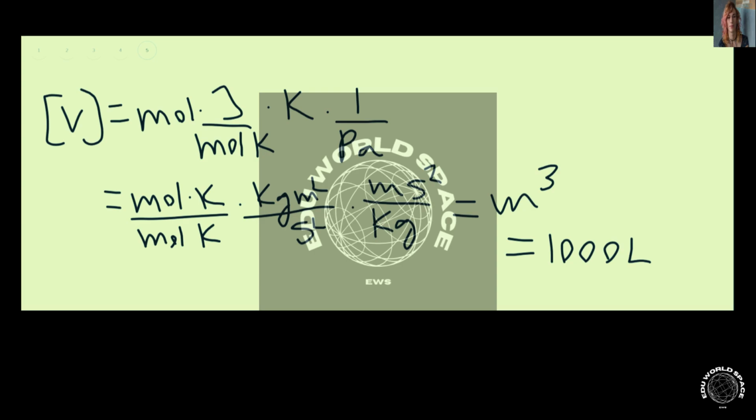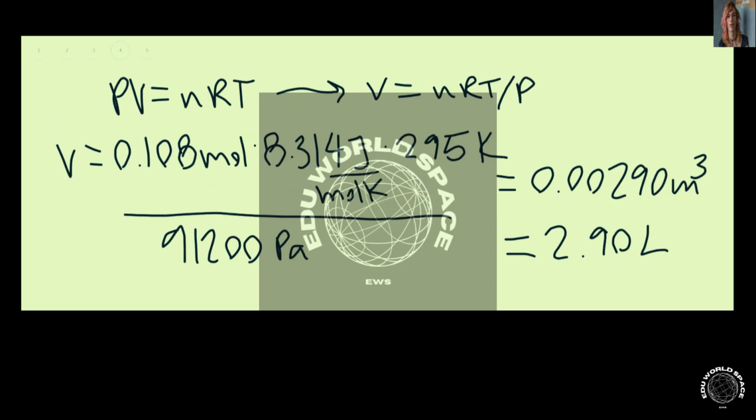So we have moles times our unit for the ideal gas constant, which is joules per mole Kelvin, times our unit for temperature, Kelvin, divided by our unit for pressure, which was pascals. So let's go ahead and expand both our joules and our pascals into SI units. So our moles Kelvin and our moles Kelvin clearly are going to cancel with each other, but our joules are equal to kilograms meters squared per second squared, and our pascals are equal to kilograms per meter second squared. So our kilograms cancel and our second squared cancel, but we're left with meters cubed, which are equal to 1,000 liters. So that's how we ended up with this answer of 2.90 liters.